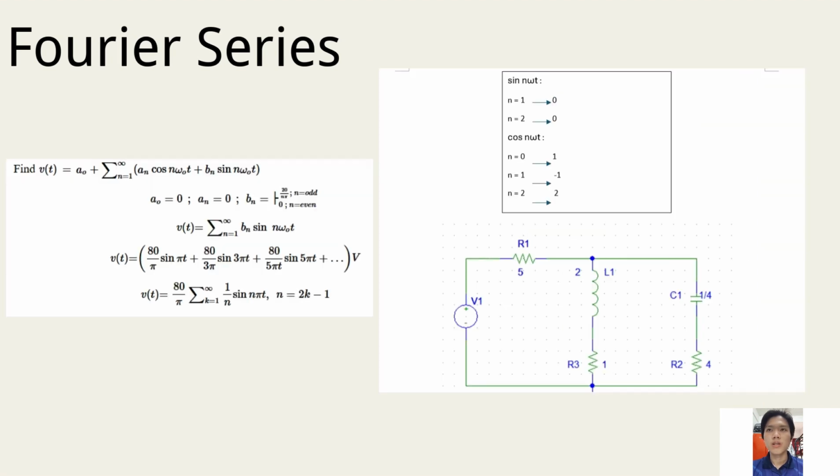Then, we use the trigonometric Fourier series to find the value of the function v of t. By substituting the values of a0, an, and bn into the equation, the function v of t is 80 over pi sine pi t plus 80 over 3 pi sine 3 pi t plus 80 over 5 pi sine 5 pi t, and so on, under the n equal to odd harmonics condition. To sum up, v of t is equal to 80 over pi multiplied by the summation from k equals 1 to infinity of 1 over n sine n pi t, where n is equal to 2k minus 1.